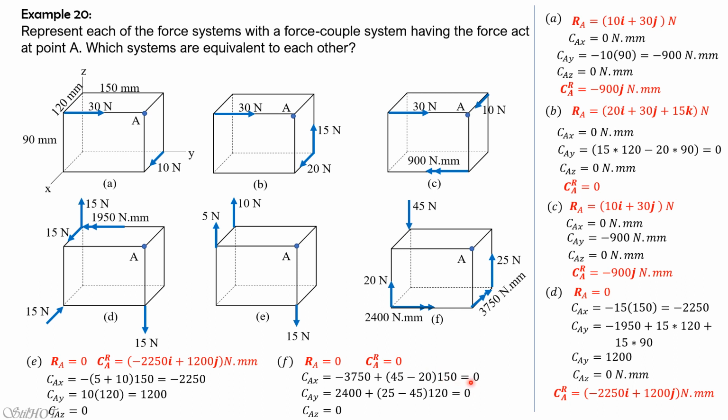So which systems are equivalent to each other? The force couple system in A is equivalent to the force couple system in C. Then the force couple system in D is equivalent also to the force system in E. So that's it.